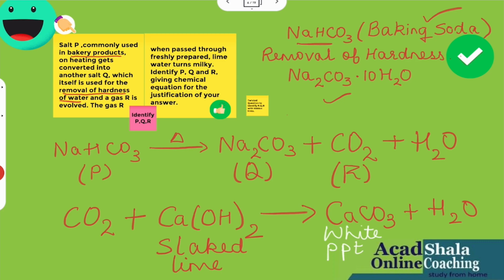your mind. So this is the way, children, you identify PQR or ABC or XYZ in these types of questions. And in the last, they have asked to identify P, Q and R, giving chemical equations for justification of your answer. So this is the equation for the justification of your answer. And this question is done. This is the way, children, you solve this type of question.